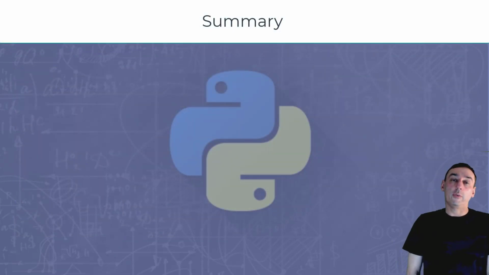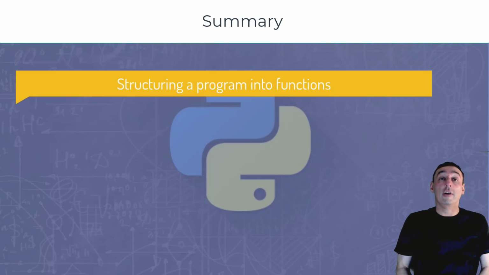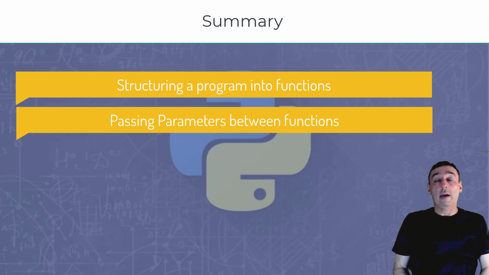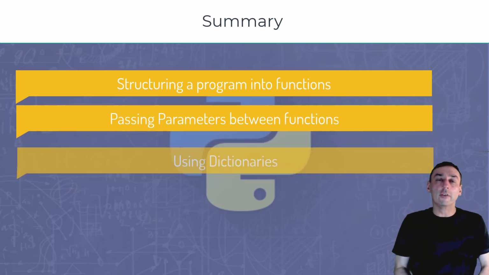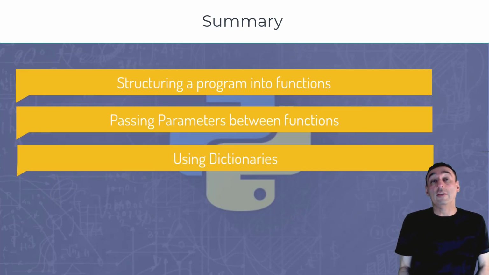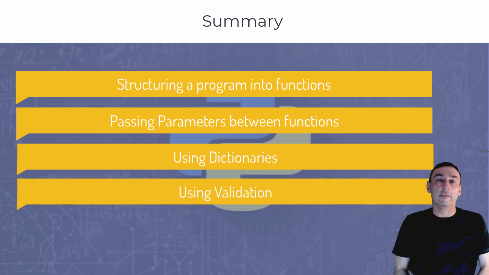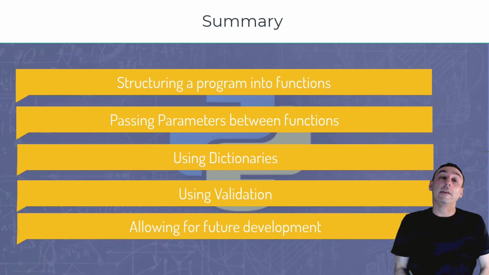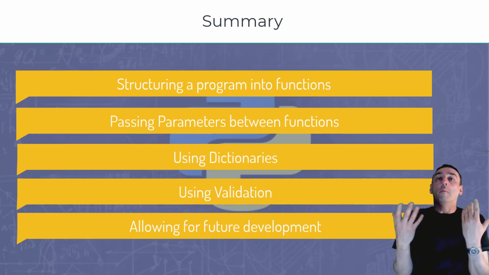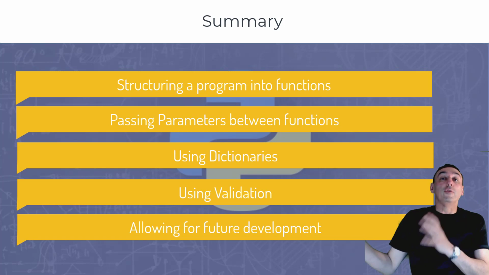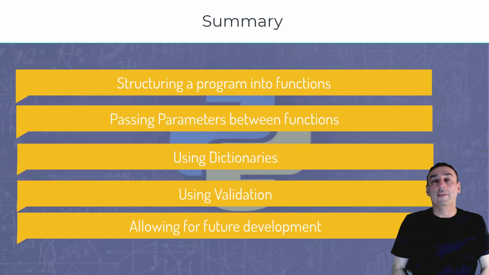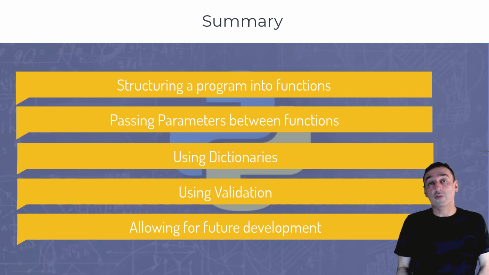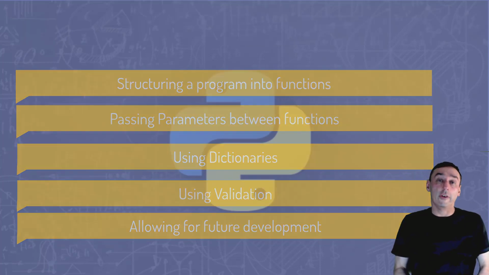So to summarize, we have learned how to structure a program using functions. We've also looked at how we pass parameters between those functions and how we use a dictionary to record the candidate votes. We also looked at using simple validation, and then finally we finished off with a program which allows for future development, i.e. adding more candidates. So hopefully this has been useful to you, and in future lessons we will develop some of these concepts further. Thank you.